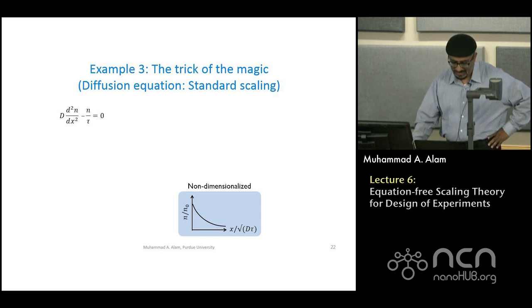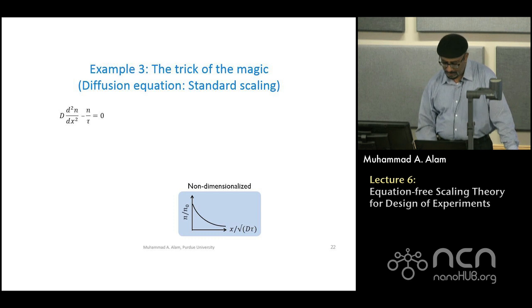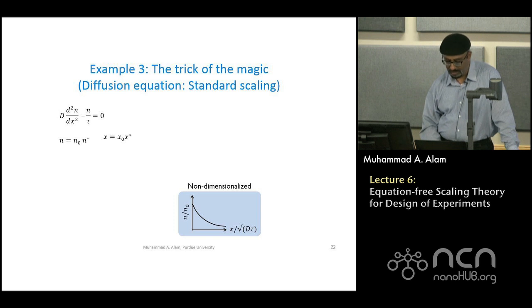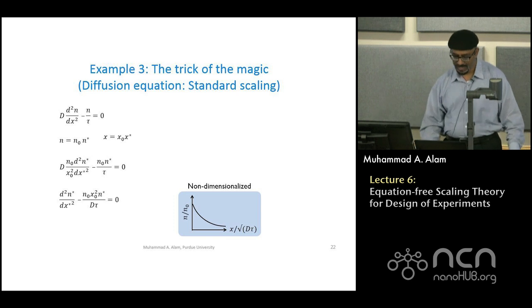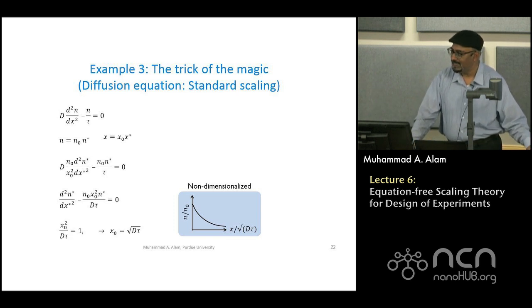It's a diffusion equation, and you have its recombination there, and so on and so forth. And you know what the solution is. But before you know the solution, you can use the scaling method from the last class: N naught, n star, scale variable. Then you insert it in here and cross multiply. And then what's the next thing you do? You take all this and make it 1. When we do that, we know the scale x naught is square root of D tau. That's what you know.